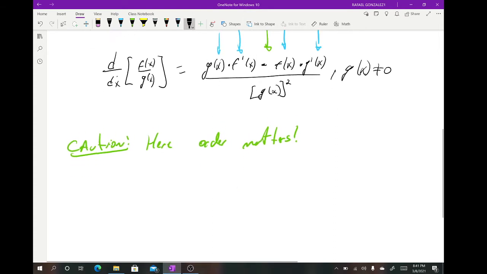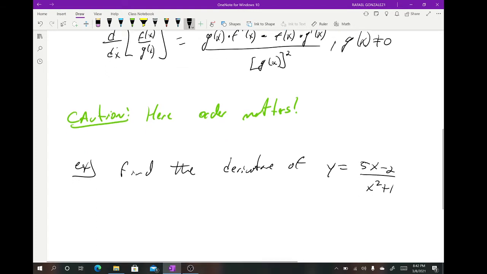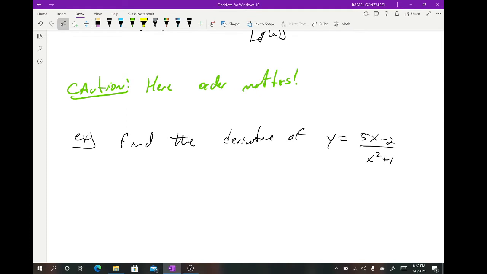So let's do an example of this, so we could get our feet wet. Let's find the derivative of the following. y equals the quotient 5x minus 2 divided by x squared plus 1. Much like in the first part of this lecture, I will always simply find what f and g are independently and then just put it together. I think it just makes your work better and it helps you catch mistakes as well. So I'm going to call f the numerator, so that's 5x minus 2. g of x is going to be the denominator, that's x squared plus 1.